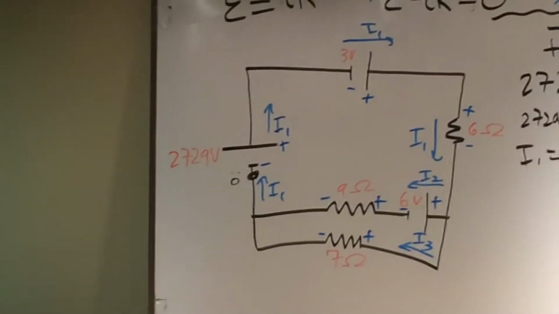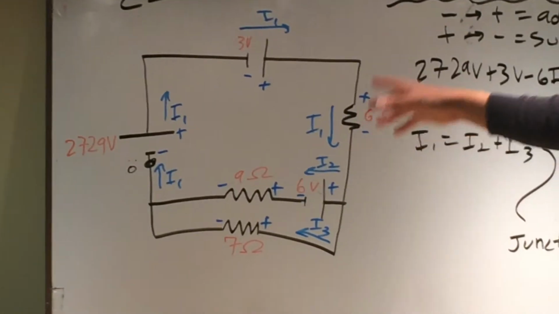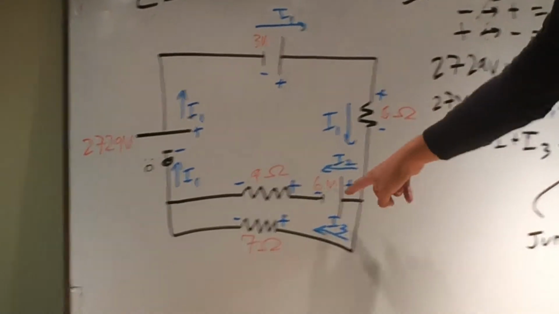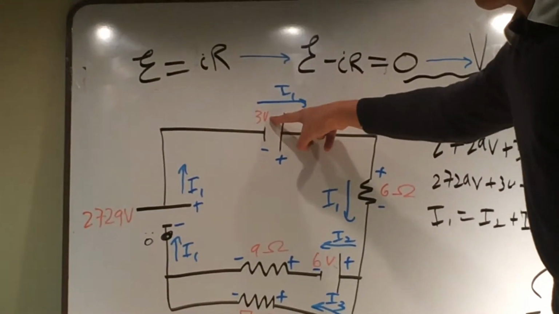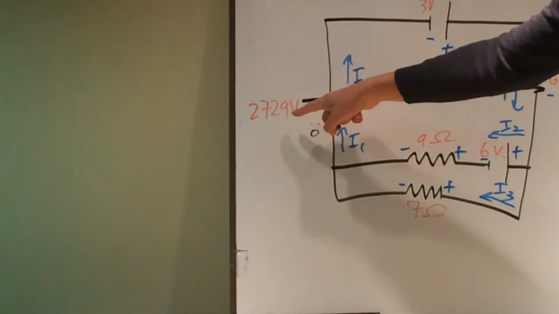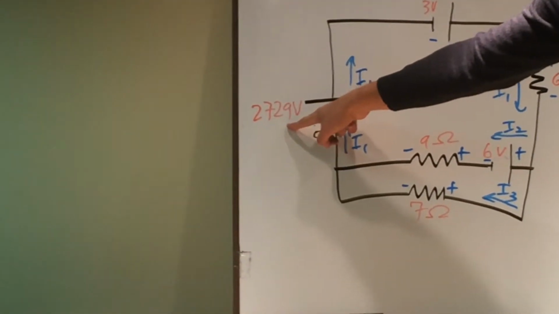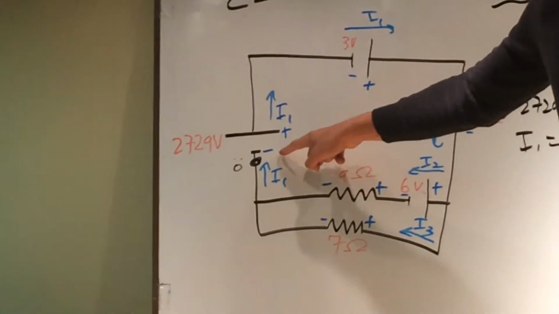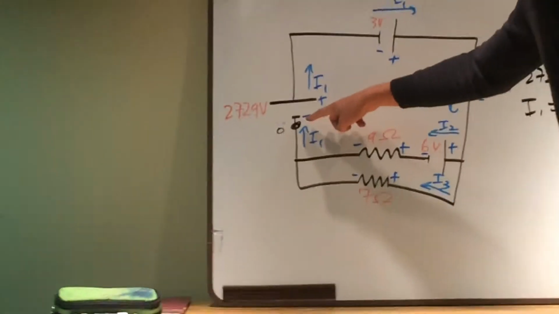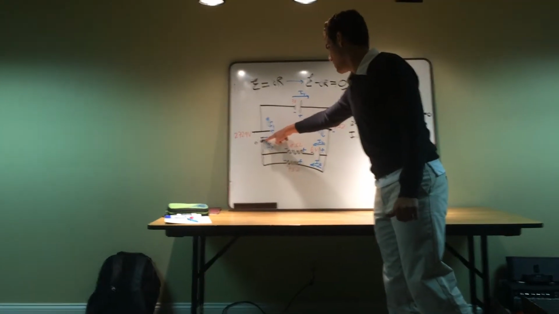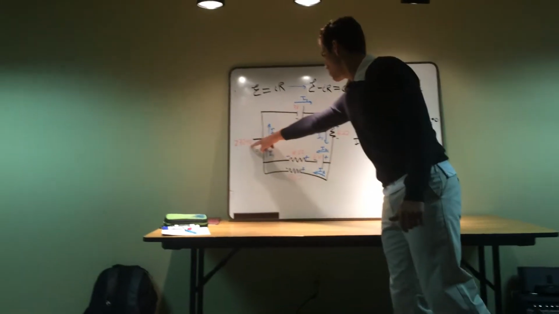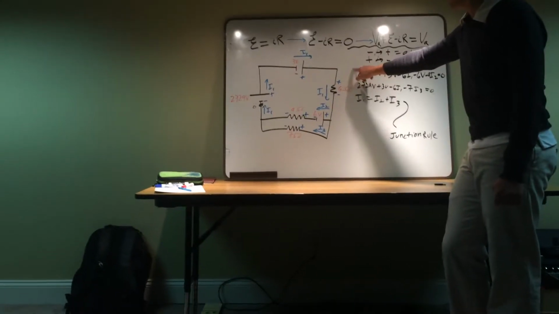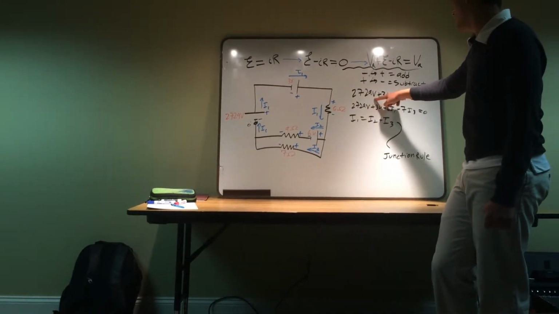So basically, you have to look at a circuit and choose the battery that you think will determine the flow of that circuit. I have a 6-volt battery here, a 3-volt battery here, and a 2729-volt battery right here. I think that 2729 volts is a lot higher than these two, so this will dictate the flow of this circuit. Starting at the low end, which is VA, I go minus to plus on the 2729-volt battery. Minus to plus is add, so it's positive 2729 volts.